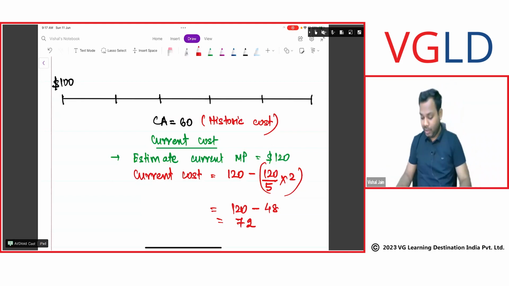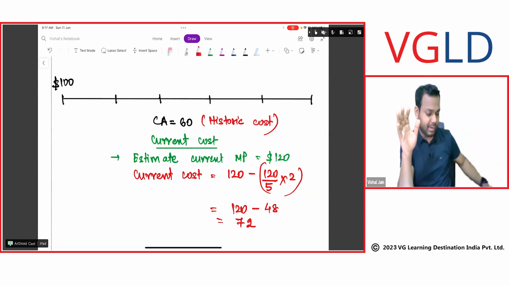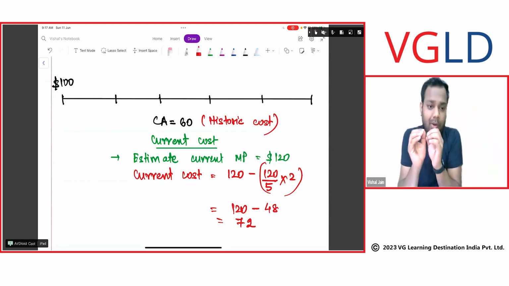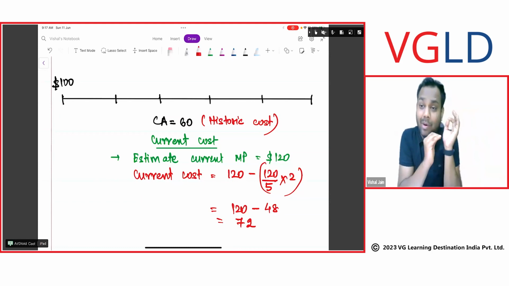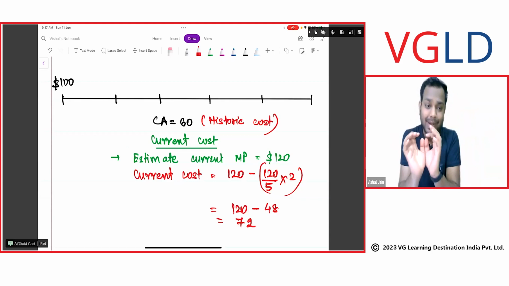Okay, no worries. Let me explain again. Forget the notebook, let's discuss. Historic cost basically means the price at which we purchased the asset originally, and the depreciated value of that is called the historic cost. It is the cost that we paid to acquire the asset.